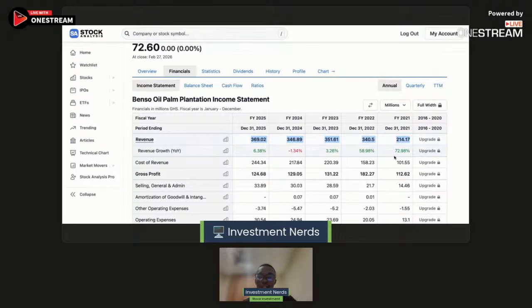Then you come and look at the revenue growth. You look at the growth also. You want to be seeing green. It should be increasing. They should be making more revenue. You see that in 22, it's okay if a company struggles for a few moments.